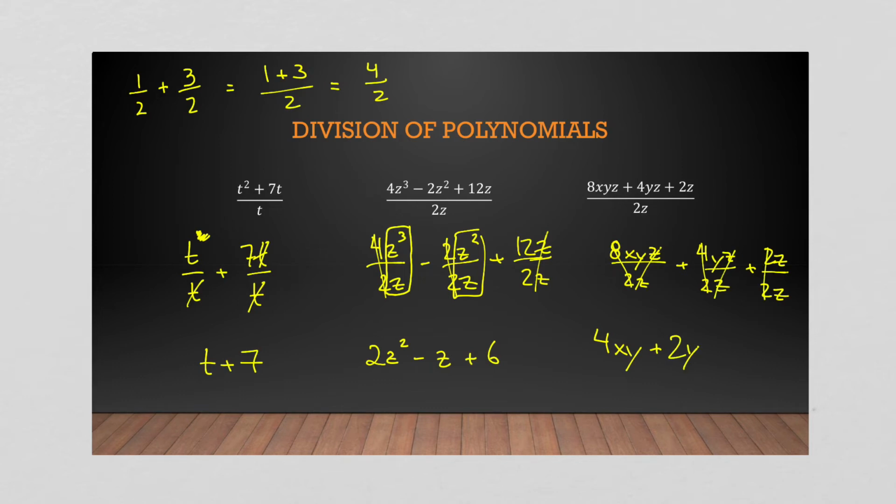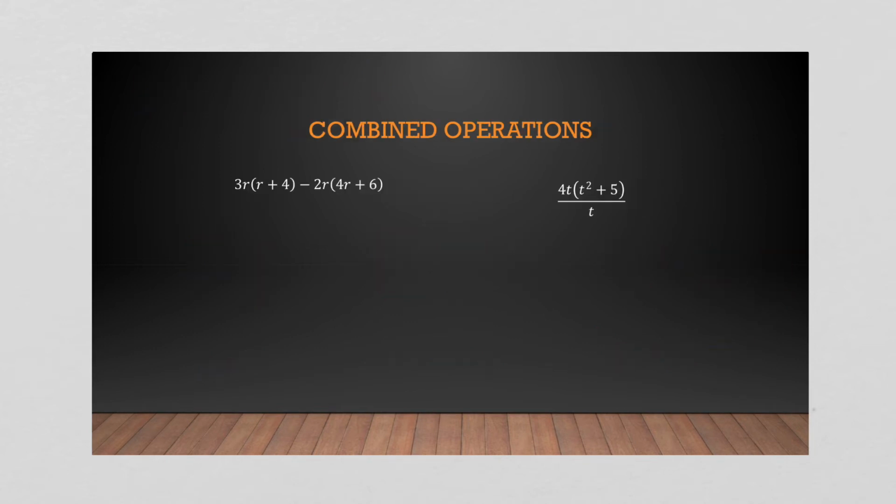And now here, the 2's cancel, the z's cancel, but remember in fractions, what does that mean? It means all we have left are 1's, so it's really important that you keep the 1. All right? So careful with division.